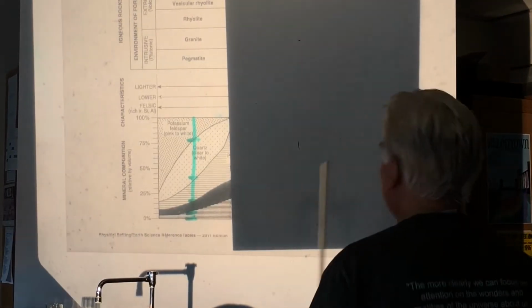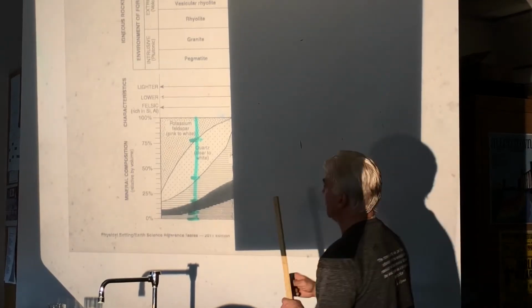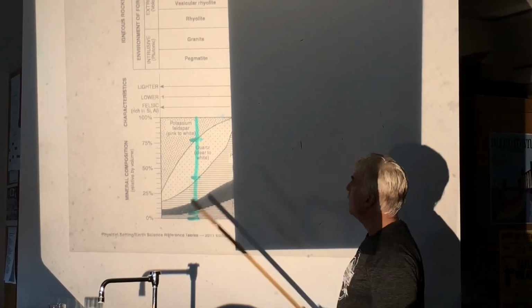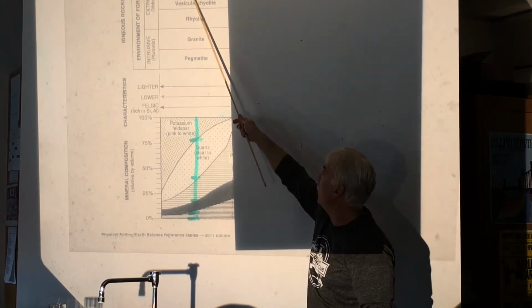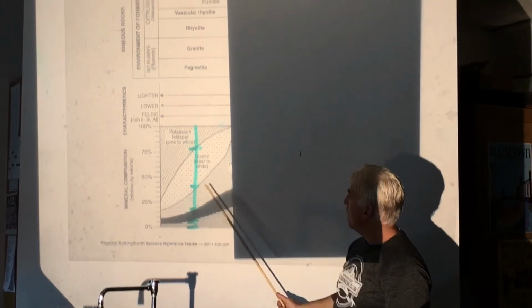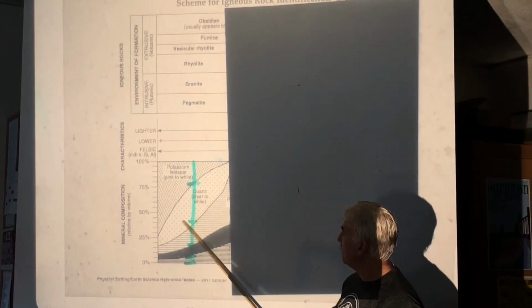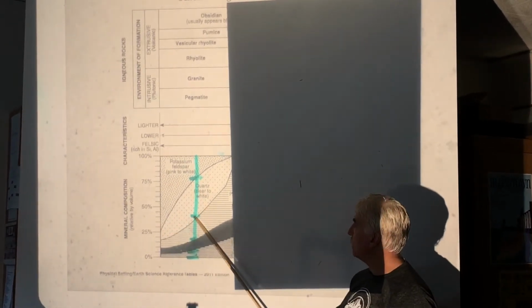Here's an average piece. What does an average piece have? It has these different breakpoints. It has a breakpoint here, here, here, here, and here. These are the average percentages of the minerals that cooled to make up the rock. So you've got about 20% potassium feldspar in your average piece of granite or rhyolite or vesicular rhyolite. And then from about 80 down to about 40, you've got about 40% quartz.